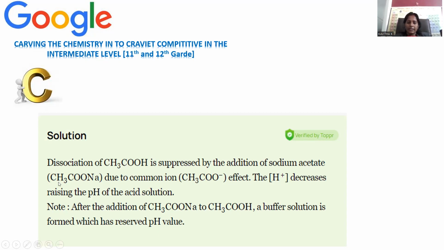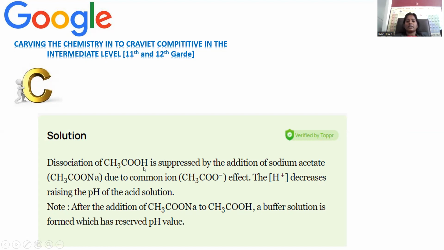So in sodium acetate, you can find CH3COO. Acetic acid also you can find CH3COO. This part is common, which is called common ion. Here the common ion is CH3COO minus. The CH3COO minus, what it will do? It will decrease the amount of ionization of compound acetic acid. That is called a common ion effect.